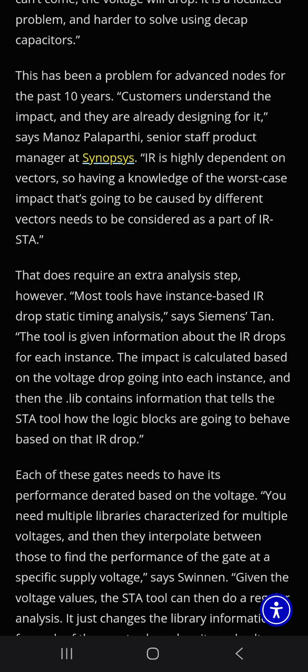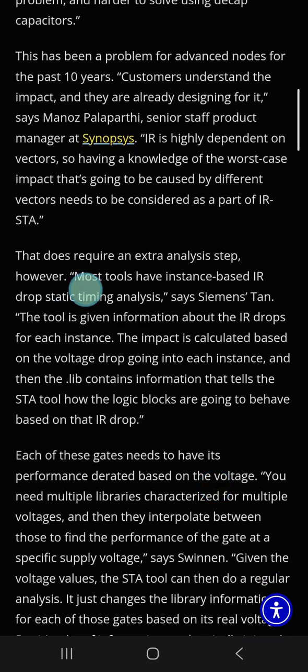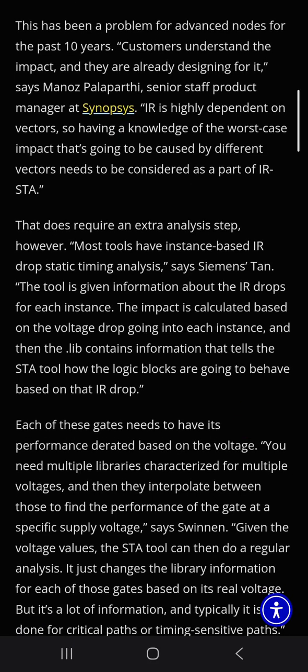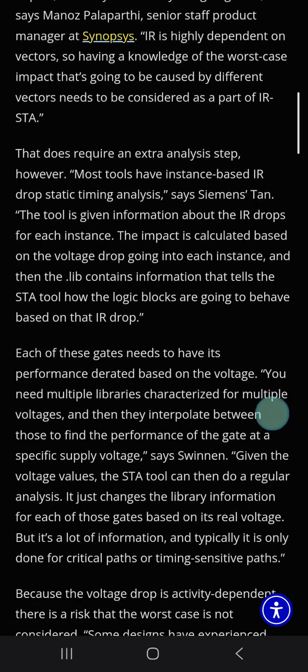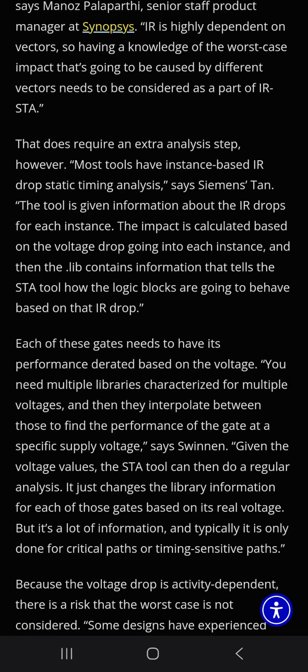However, most tools have an instance-based IR drop static timing analysis. The tool is given information about the IR drop for each instance. They calculate based on the voltage drop going into each instance, and the data in the Liberty contents tells the STA tools how the logic blocks are going to behave based on the IR drop.